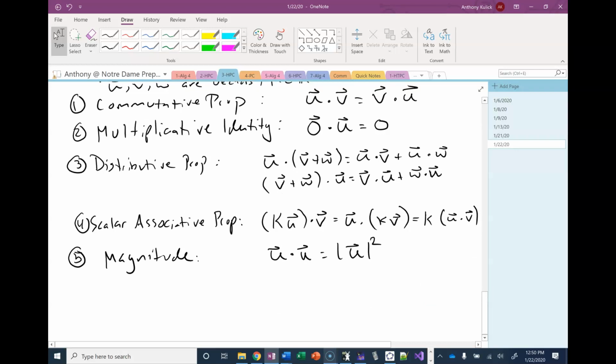In your homework, you're going to be asked to prove these 5 properties. We're going to do one of them right now. Which one would you like to do?